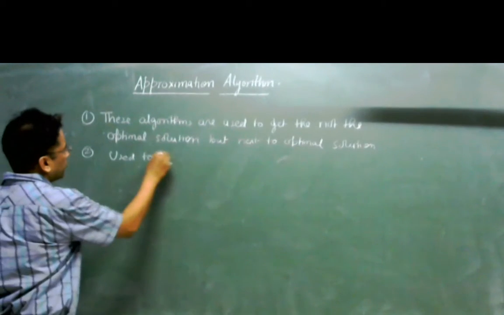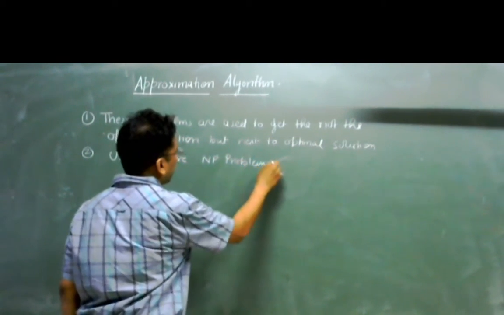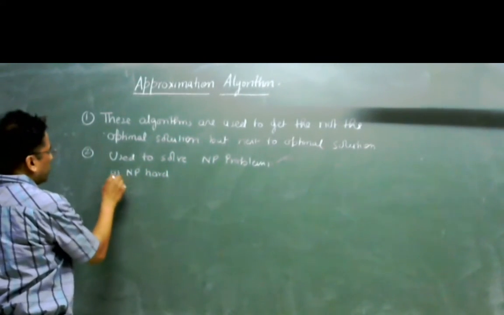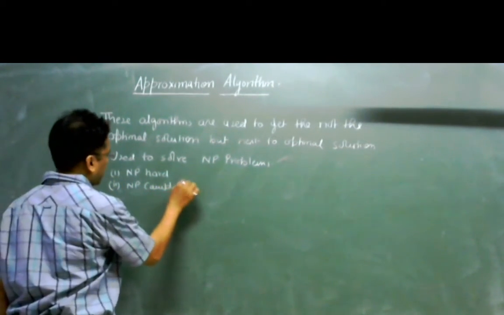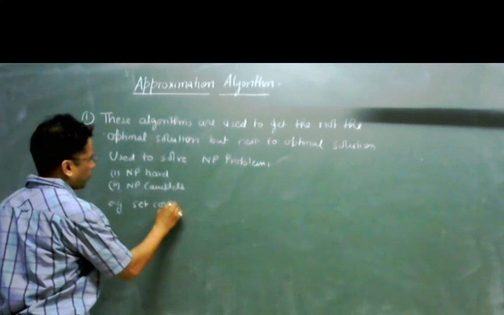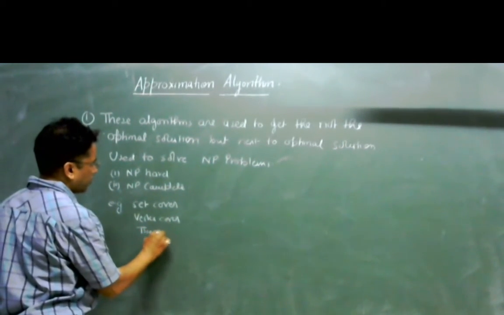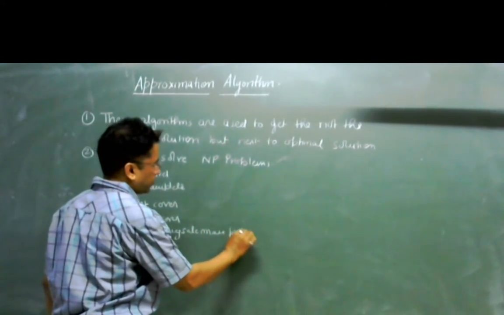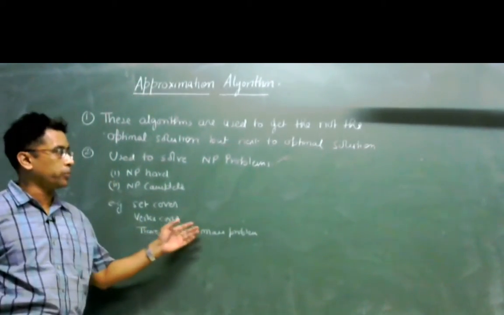They are used to solve NP problems, like NP hard, sorry, first, second, NP complete problems. Examples are set cover, vertex cover, and traveling salesman, right? So these are problems which are considered to be polynomial-time solvable problems.